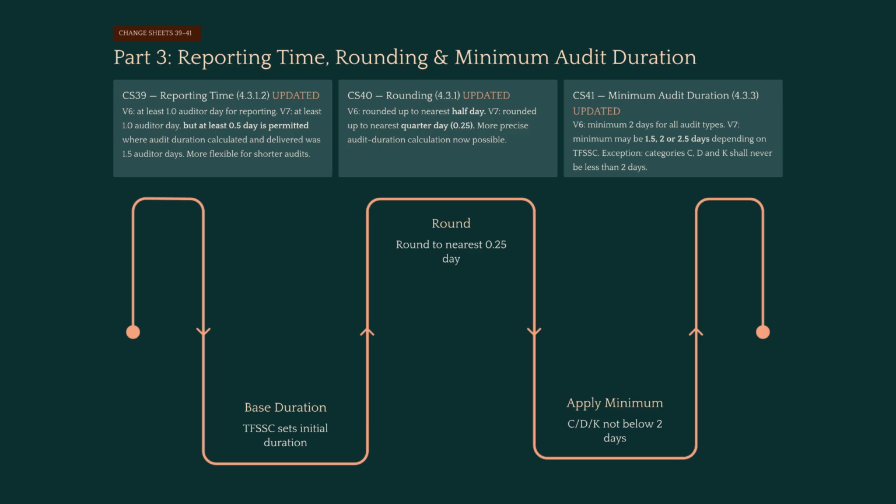First, the FSSC sets the initial base duration. Second, you apply the minimum duration, ensuring C, D, and K are not below 2 days. And third, you round the final duration to the nearest 0.25 day.